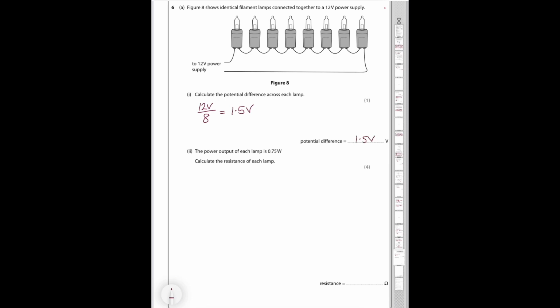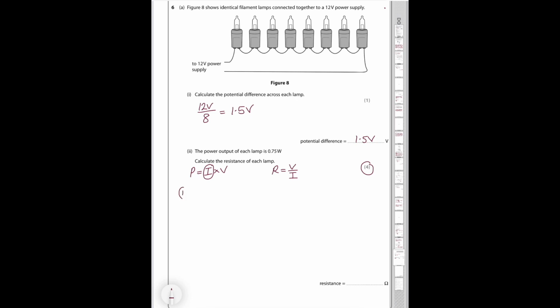Now for part 2, the power output of each lamp is 0.75 watts. Calculate the resistance of each lamp, and this is a 4-mark question. So here we are going to have to use two equations. Now the first equation we're going to use is power is current times voltage, and this will allow us to work out the current. Once we've worked out the current, we will then use our equation resistance is voltage divided by current to work out the resistance of each lamp.